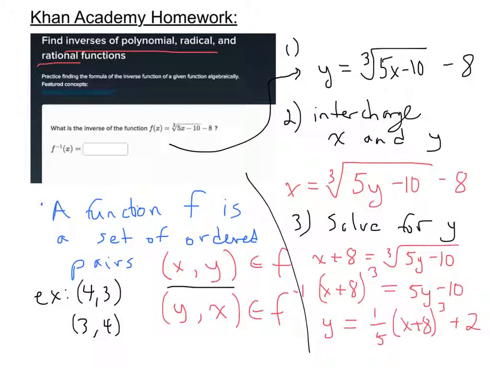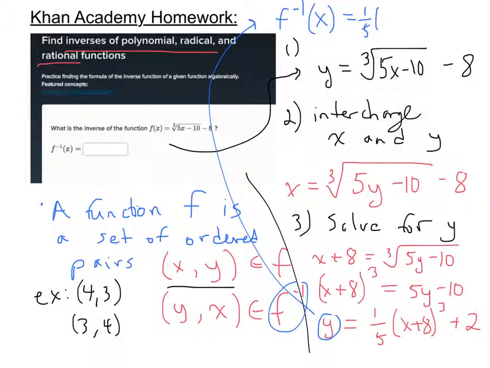For your final step, if you want to change this y back to the inverse of f, using this notation, we can write it as f inverse of x, or the inverse of f, is equal to 1/5 times (x plus 8) cubed plus 2.